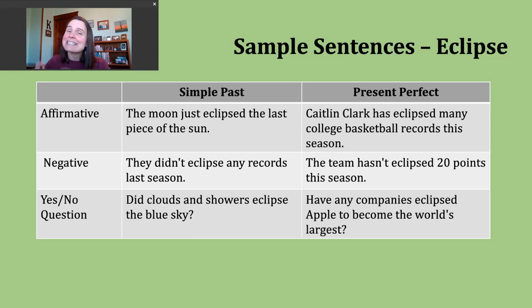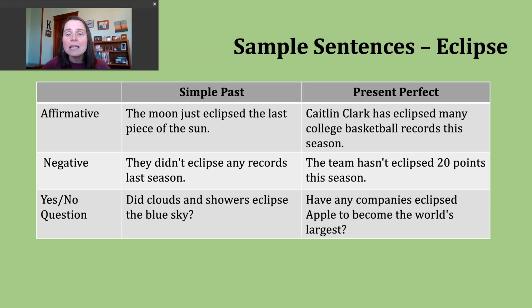When we make sentences in the present perfect, though, we do have to pay attention to our subject. If our subject is I, you, we, or they, you're going to use have and then the participle form of the verb. Because eclipse is a regular verb, the participle is the same as the past tense. Now, if our subject is he, she, or it, we're going to use has, H-A-S, and then the participle form of the verb. Let's take a look at an example sentence.